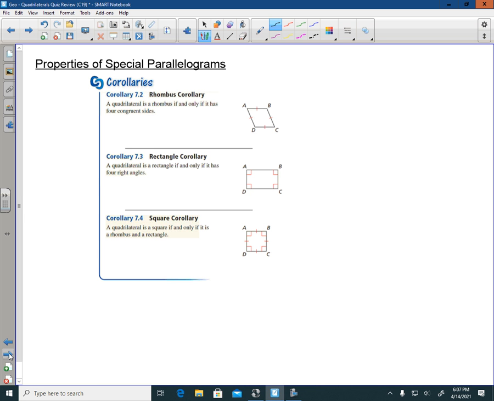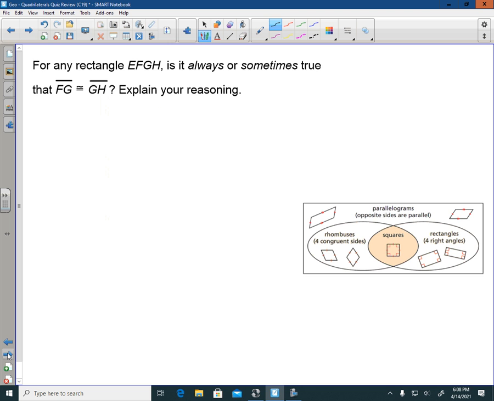The rhombus corollary says a quadrilateral is a rhombus if and only if it has 4 congruent sides. The rectangle corollary says a quadrilateral is a rectangle if and only if it has 4 right angles. And then the square corollary ties it all together and says a quadrilateral is a square if and only if it is a rhombus and a rectangle. So you have your rhombuses, you have your rectangles, and then you have your squares, which are both rhombuses and rectangles at the same time. So knowing this can help us categorize these types of special parallelograms.